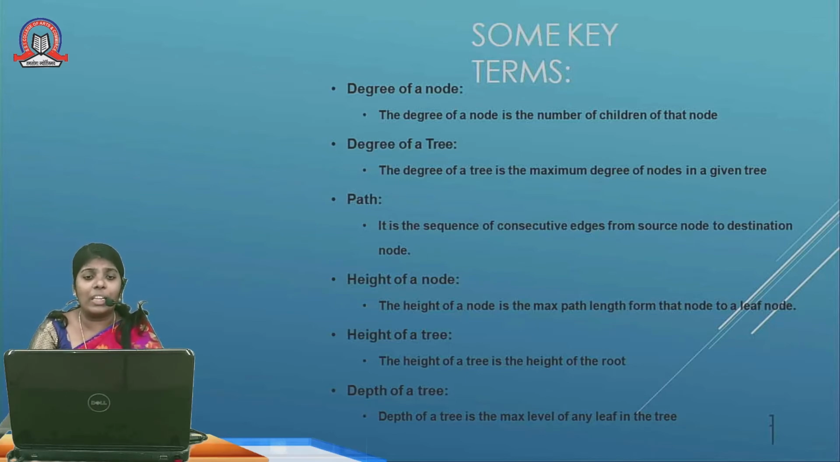Then degree of a tree. Degree of a tree means what? The degree of a tree is the maximum degree of a node in a given tree. Path means what? It is consecutive edges from source node to destination node. That will be the path. Height of a node. The height of a node is the maximum path length from that node to a leaf node. Then height of a tree. Height of a tree is nothing but the height of the root. Then depth of a tree. Depth of a tree is nothing but the maximum level of any leaf in the tree.